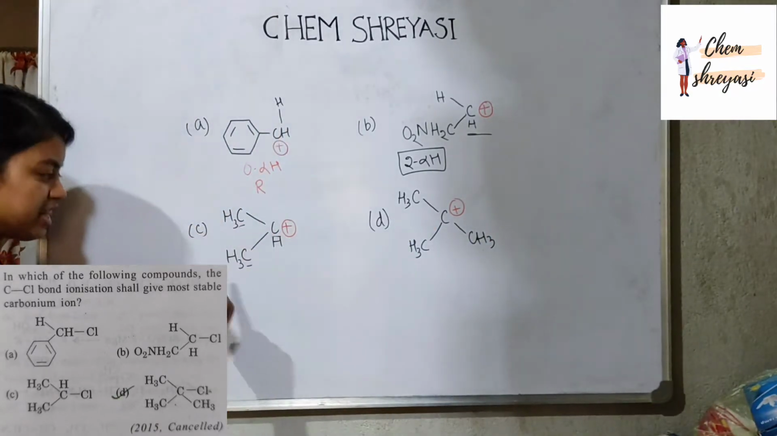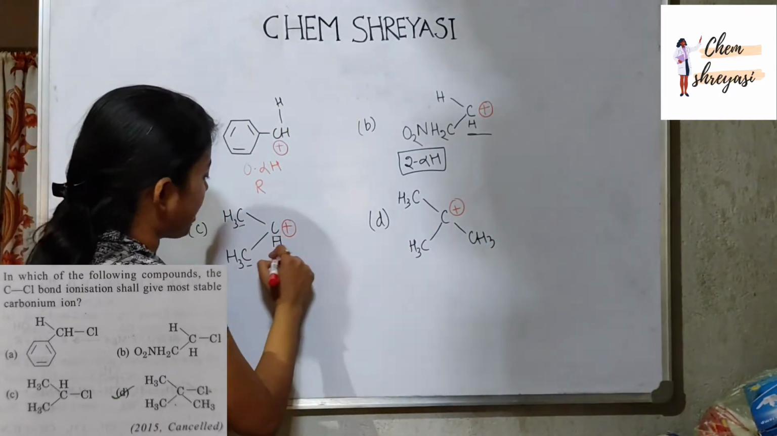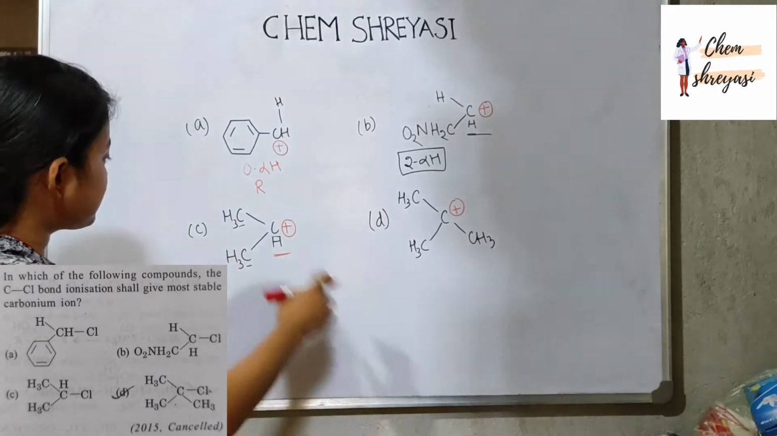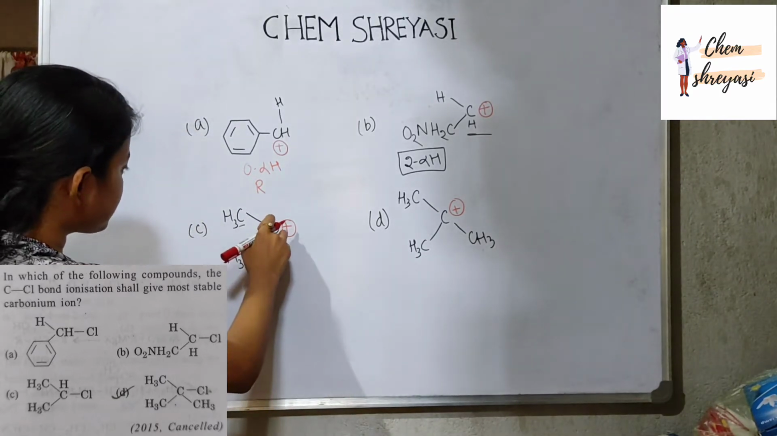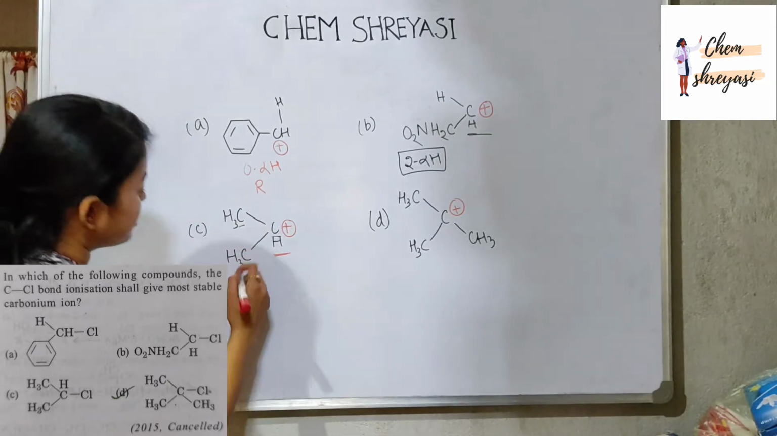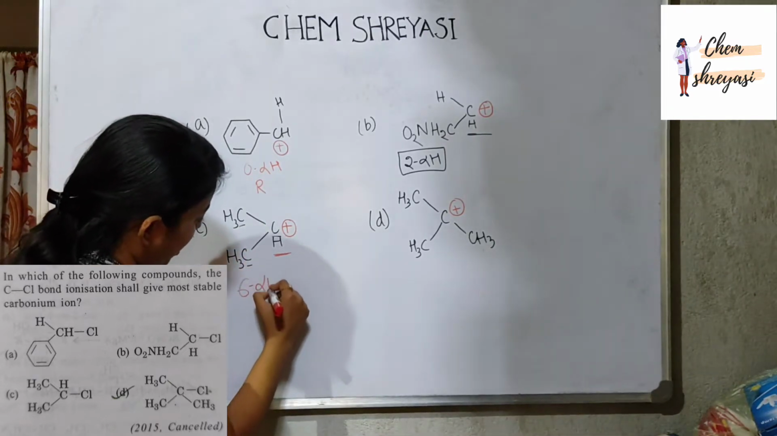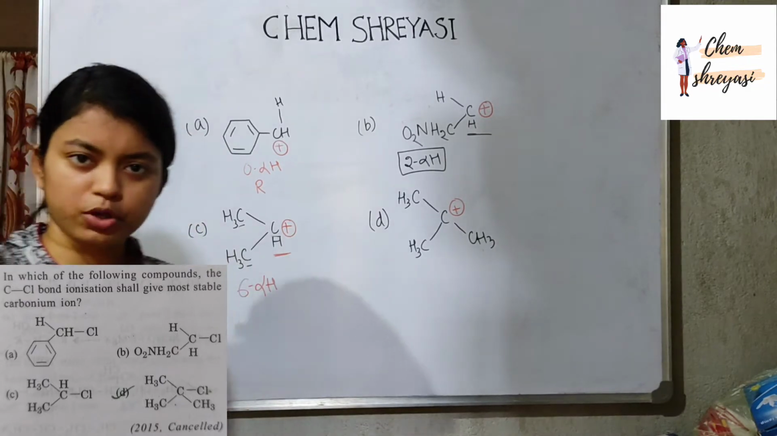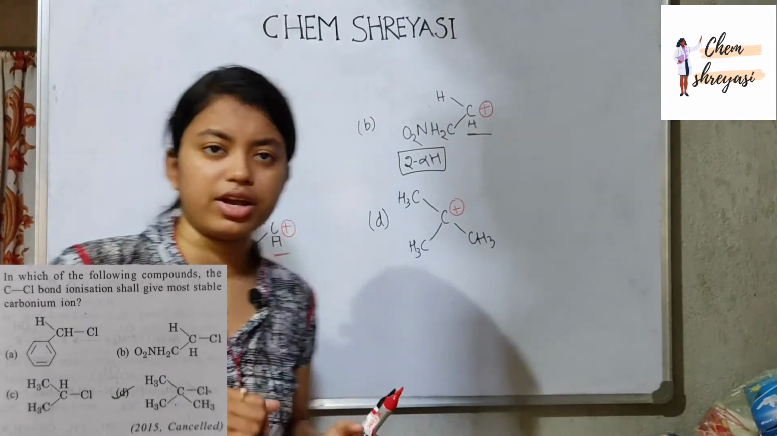Moving to option C. So in this case, this carbon has the positive charge. Now we can see that this carbon is attached with the 2 carbons which are alpha carbon, and that's why it has total 6 alpha hydrogen. So it shows a hyperconjugation because of the presence of 6 alpha hydrogen.